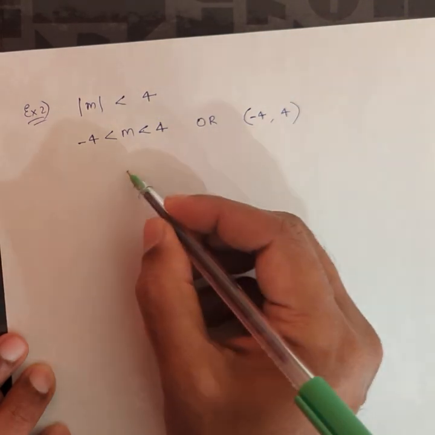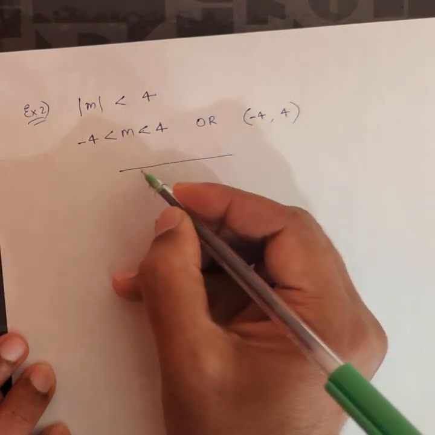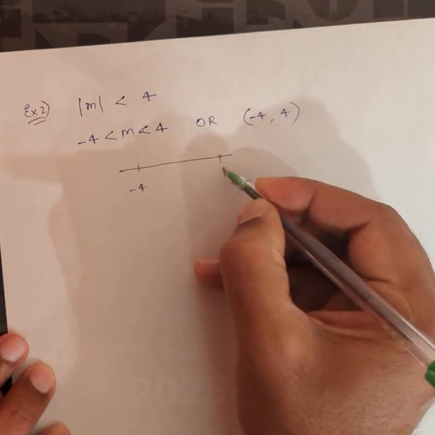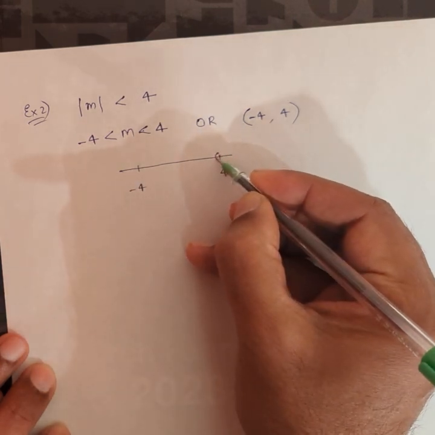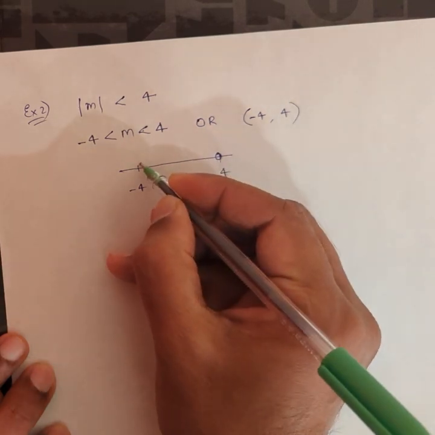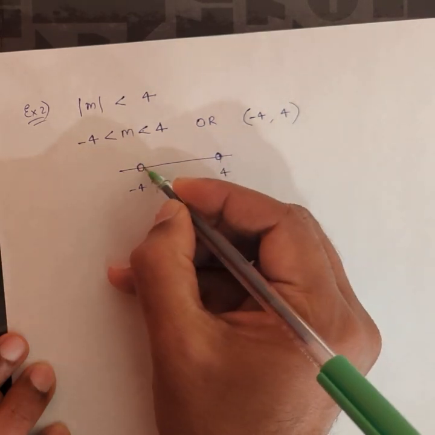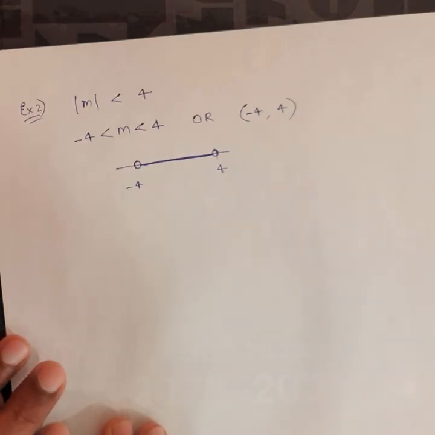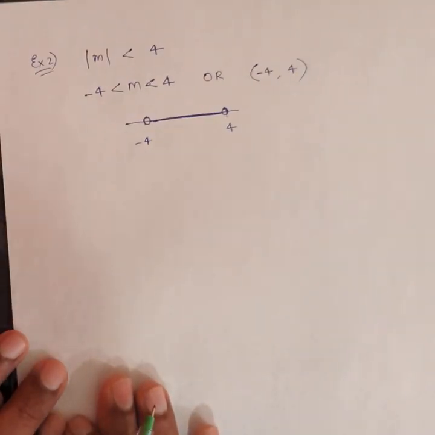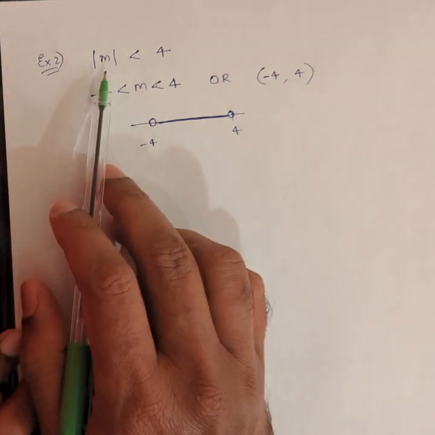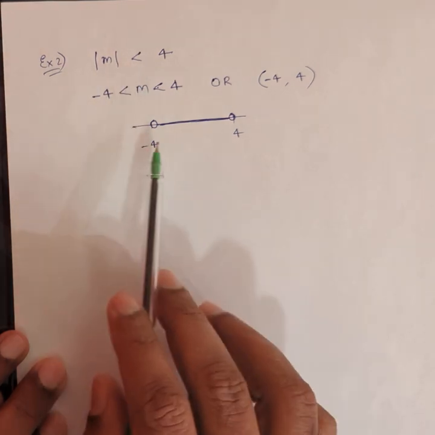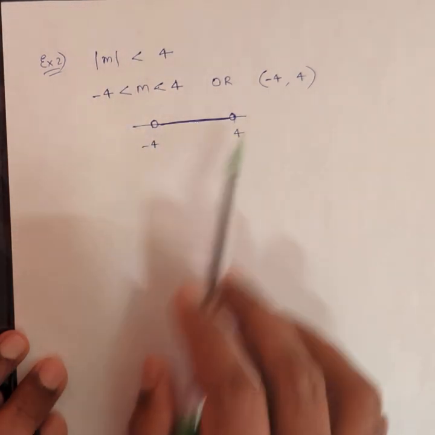And I could also graph by specifying negative 4, positive 4 on the number line. But since it's an open interval, the boundaries are going to be open. We are not going to include them. And this is the solution. All right, so whether you use x or m, it does not matter. If it is less than, then you're going to have an open interval.